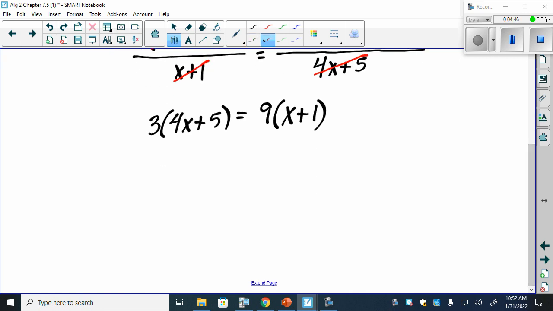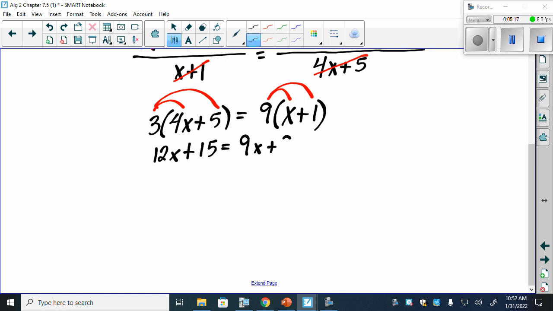Now we just need to solve for the value of x because we got all the fractions eliminated. So the first thing we can do here is distribute the 3, multiply 3 with the 4x and 5. Well, 3 times 4x is going to be 12x plus 3 times 5 is 15 is equal to. Here we can multiply through by the 9, and 9 times x is 9x plus 9. Now that we have it here, what can we do next in solving?